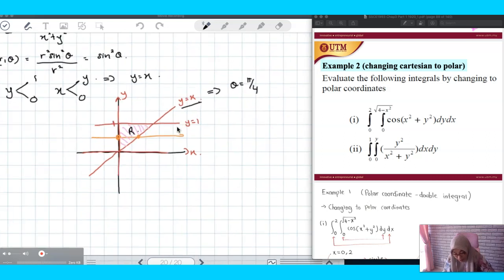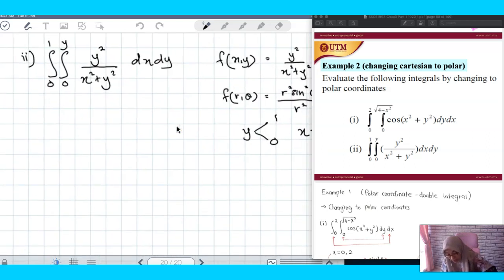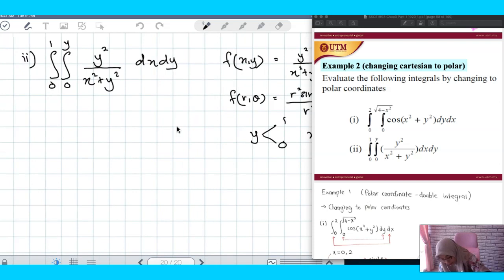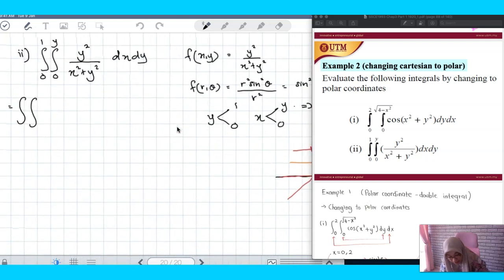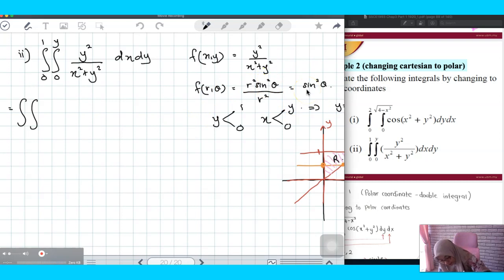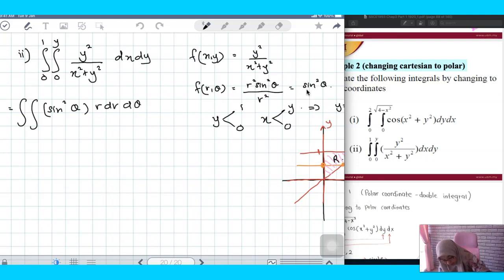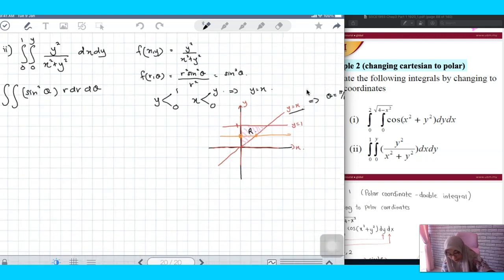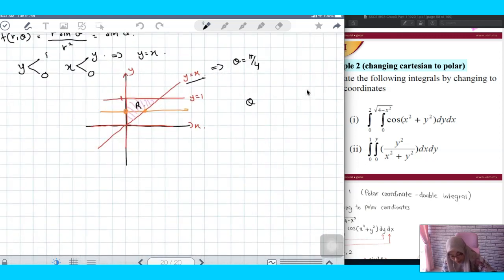Okay, so firstly we just substitute the function that we have, the integrand. If the integral is converted into polar, we have sine squared theta, and then r dr d theta, right? So now we want to obtain the limit of theta, and we want to obtain the limit of r.